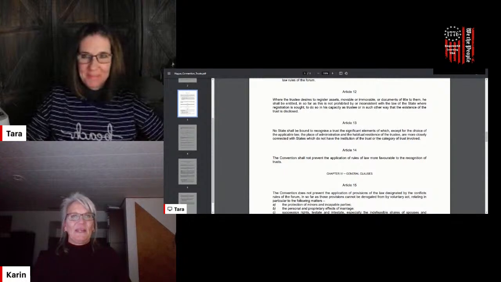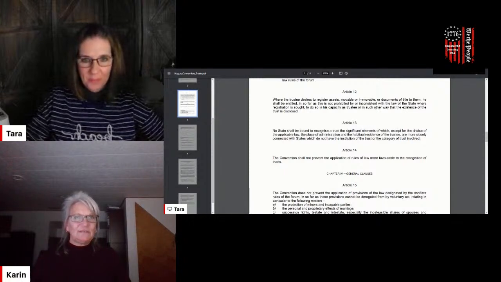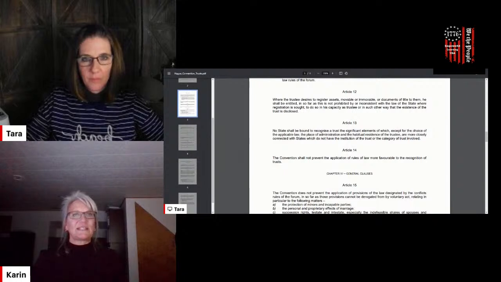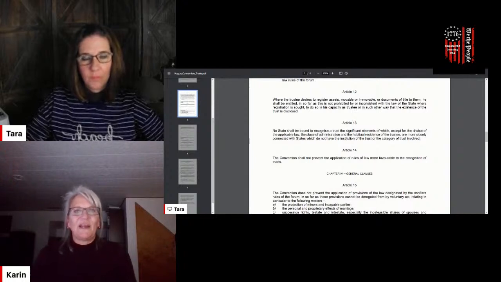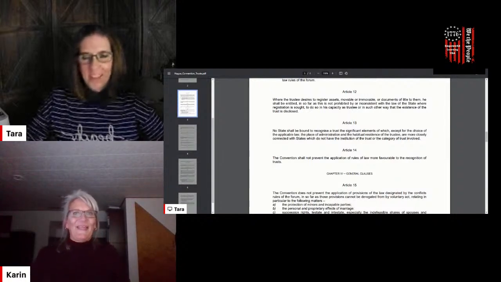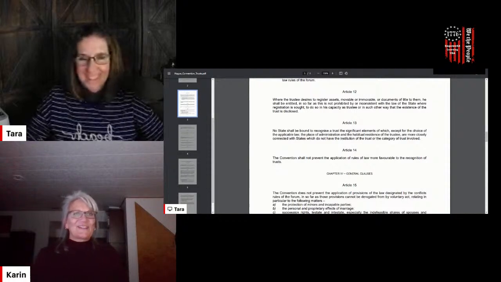And then, are we on to Article 13 now? Yes. Perfect. Article 13. No state shall be bound to recognize a trust, the significant elements of which, except for the choice of the applicable law, the place of administration, and the habitual residence of the trustee, are more closely connected with states which do not have the institution of the trust or the category of trust involved. Goodness, that was a mouthful. That's a lot to say nothing. That's all one sentence.